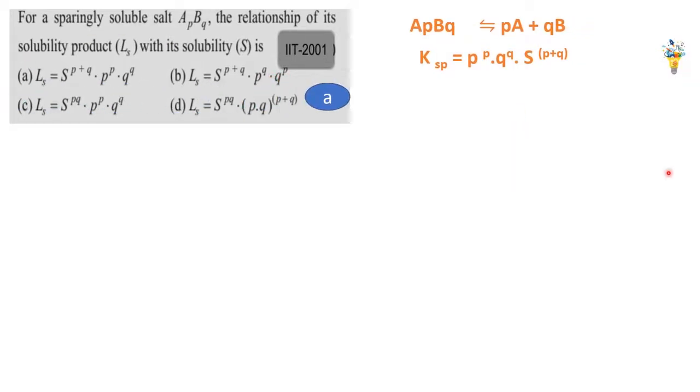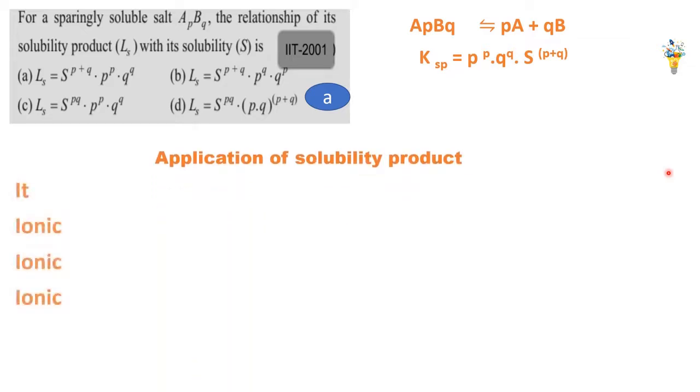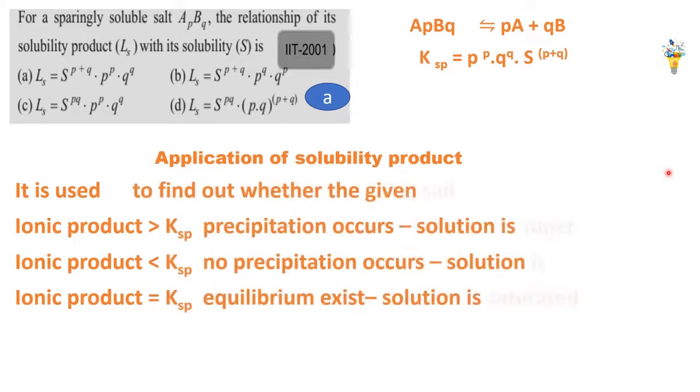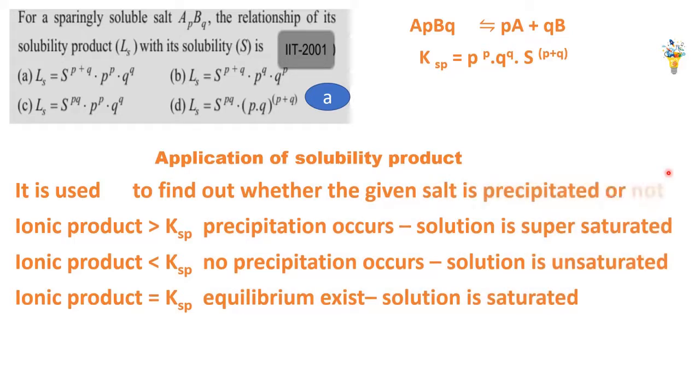So very simple question. Next, the application of solubility product. The solubility product is used to find out the precipitation of the given salt, whether it is precipitated or not in the solution. We have two terms: the ionic product and the solubility product. If the value of the ionic product is greater than the solubility product, what happens? The precipitation occurs, and the solution is said to be supersaturated. If the ionic product is less than the solubility product, no precipitation. So you have to consider the two values.